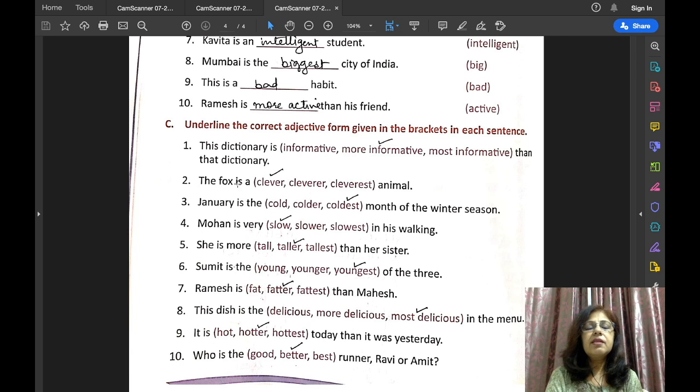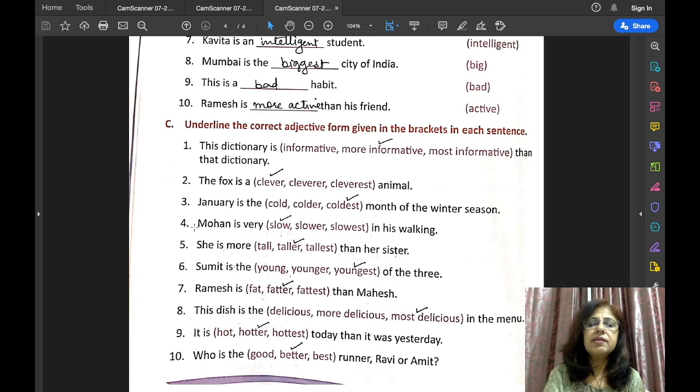Second sentence, the fox is a dash animal. There is no comparison. We are talking only about the fox. So we will use the positive degree. The fox is a clever animal. Number 3, January is the dash month of the winter season. So in winter season, so many months come. So there is the comparison between more than 2 months. So we will use the superlative degree. Moreover, the article is used here. So January is the coldest month of the winter season.